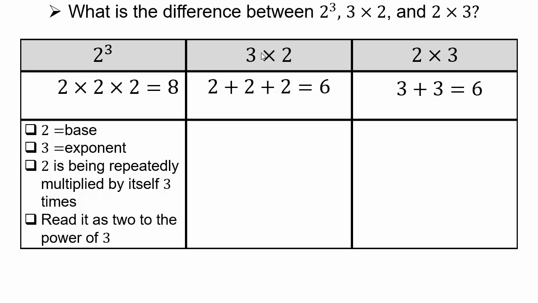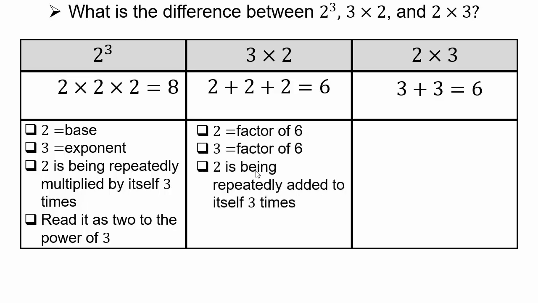Let's talk about 3 times 2. Here, 2 is a factor of 6. 3 is a factor of 6. We have 2 being repeatedly added to itself 3 times, whereas in 2 to the third, 2 is being repeatedly multiplied by itself. So when you repeatedly multiply the same number, that's the base, and how many times you multiply itself by is called the exponent.